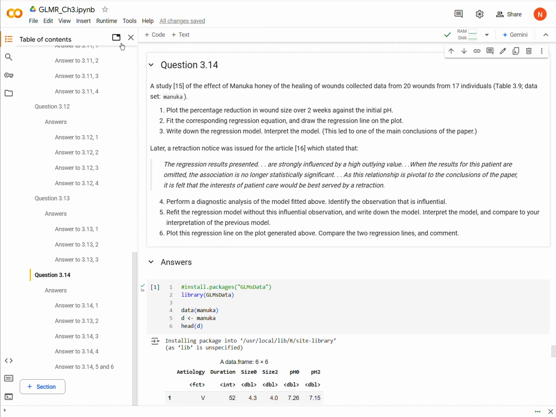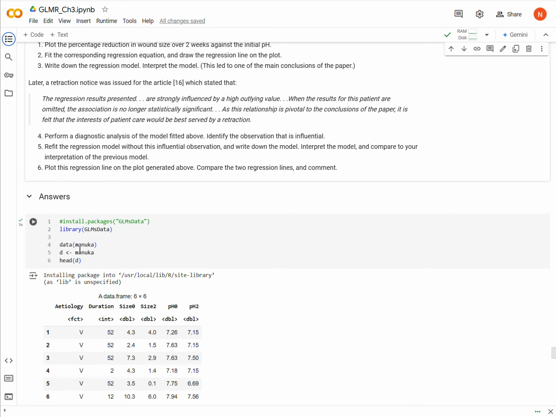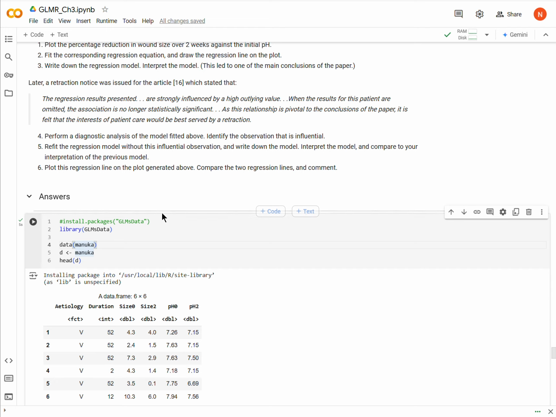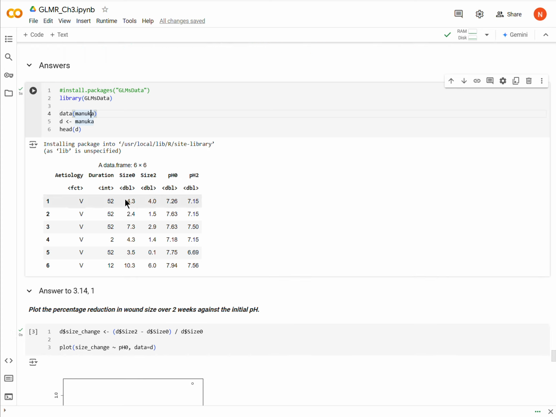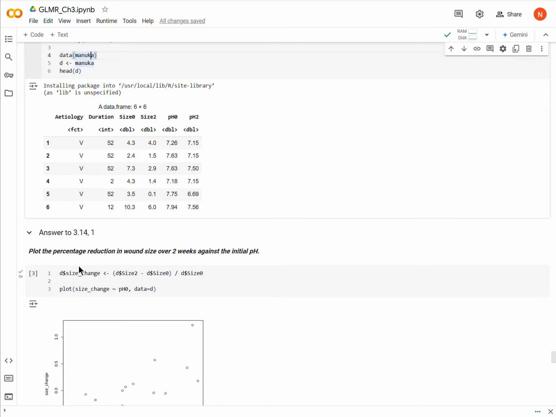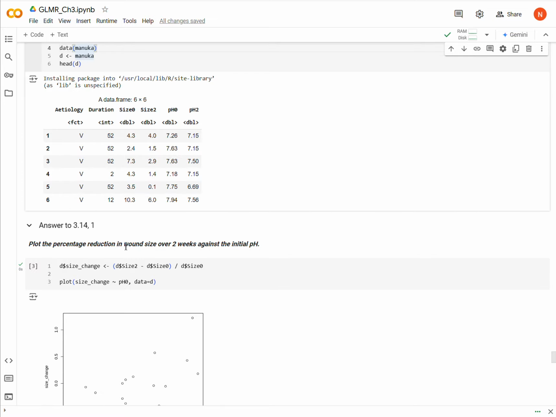The first thing we'll do here is to install and load the GLMsData package and load the correct data set, manuka. And the first few rows of that data set look like this. So there it is. The first thing we're asked to do is to plot the percentage reduction in wound size over 2 weeks against the initial pH.